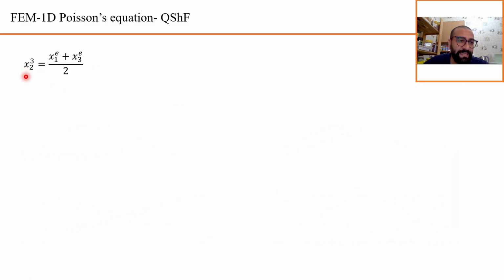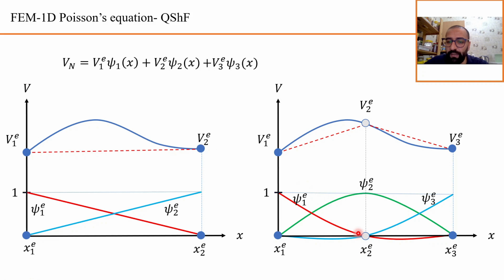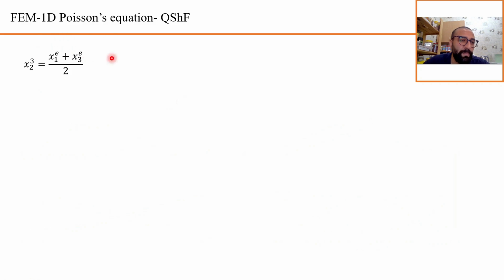What about this extra point? We say we need to add it to this mesh to further increase the accuracy of the numerical solution. This point should lie inside the mesh, and I think the most convenient position is the middle of node number 1 and node number 3. Therefore, the position of x2 should be (x1 plus x3) divided by 2.